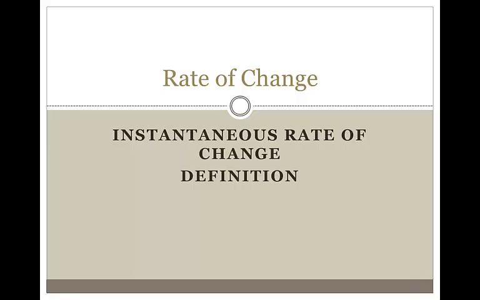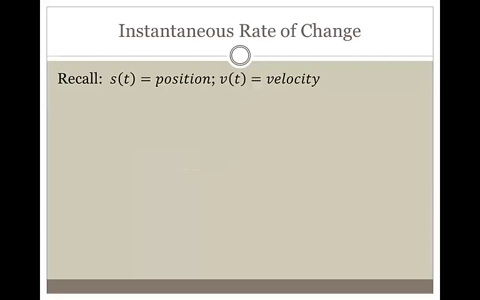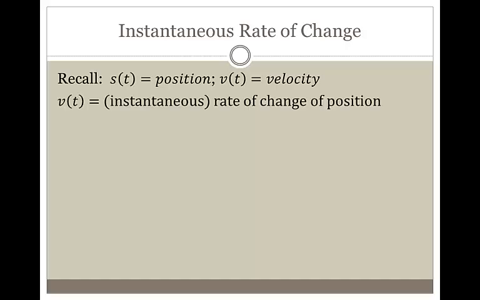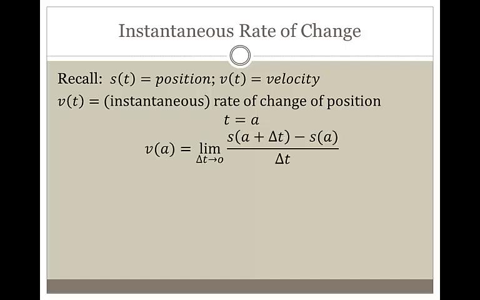Let's now give a formal definition of the instantaneous rate of change. Recall that we just found, if s of t is position and v of t is velocity, our velocity v of t is the instantaneous rate of change of position. We just found that at time t equals a, the velocity v at a is the limit as delta t goes to 0 of s of a plus delta t minus s of a, all over delta t.